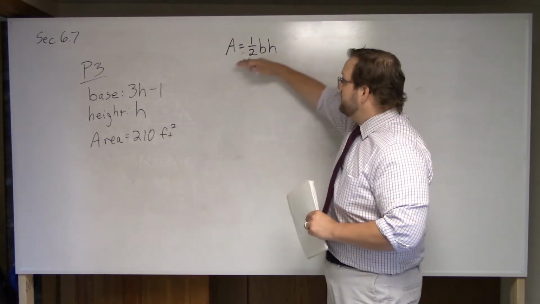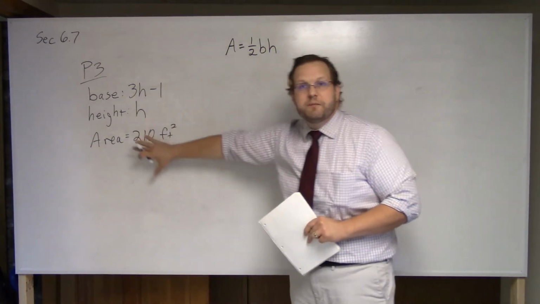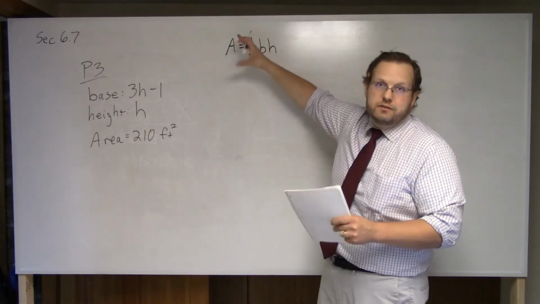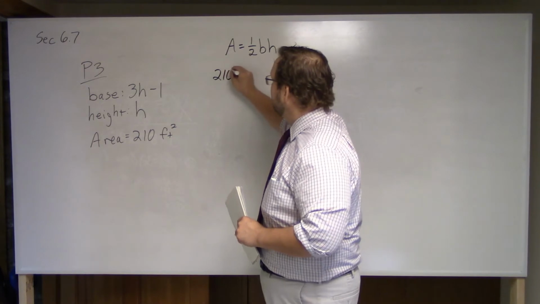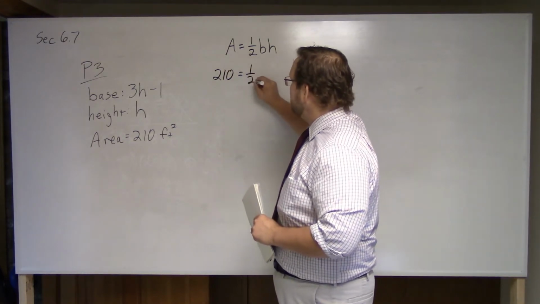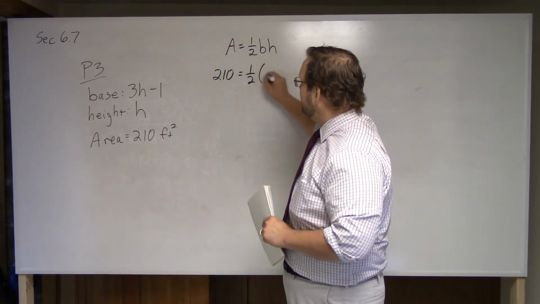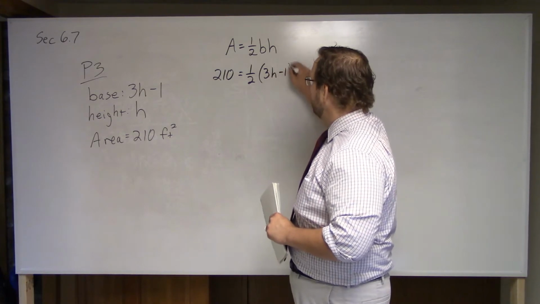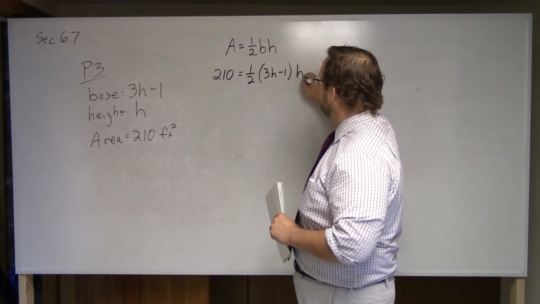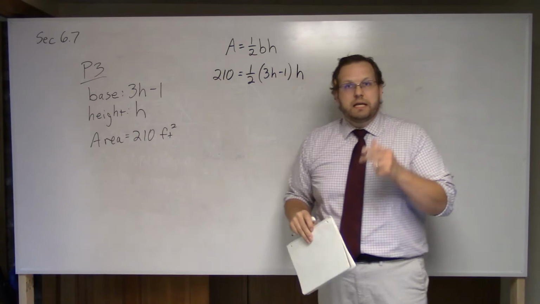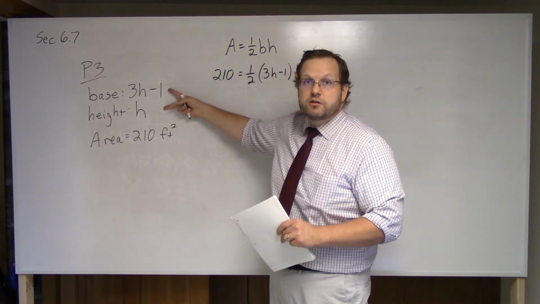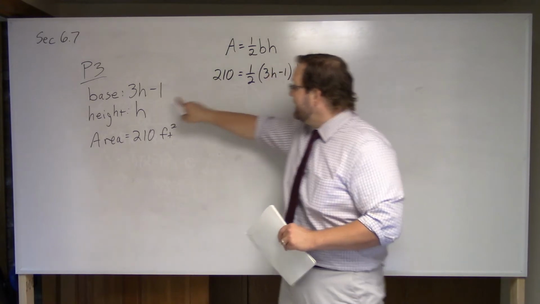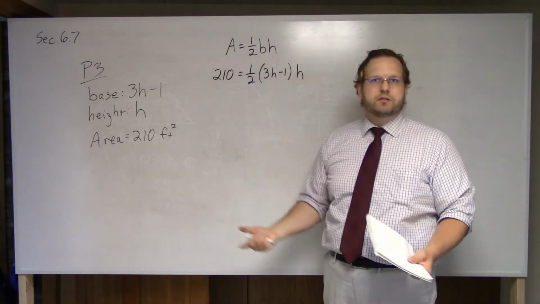Now, once we have this, we're going to pull all this information here into this and then solve what we can. So the area we know is 210. The half stays. The base is 3h minus 1. And then the height is just h. It was important for us to write both of these in terms of h so that now we only have a single variable that we can solve.